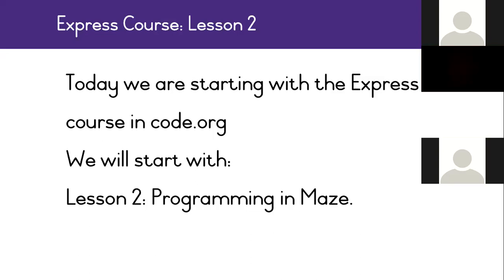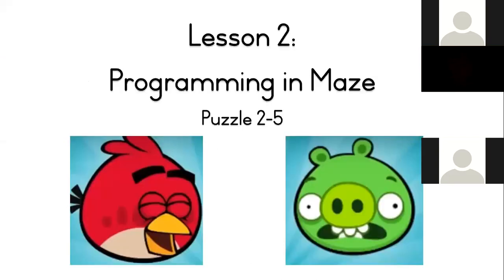You can tell mommy and daddy that we are going over to the Express course in code.org, and we are starting with lesson 2, programming in Maze. Programming in Maze has to do with Angry Bird. So we are going to work here with Angry Bird and the pig. Your objective the whole time is to get the bird to the pig.